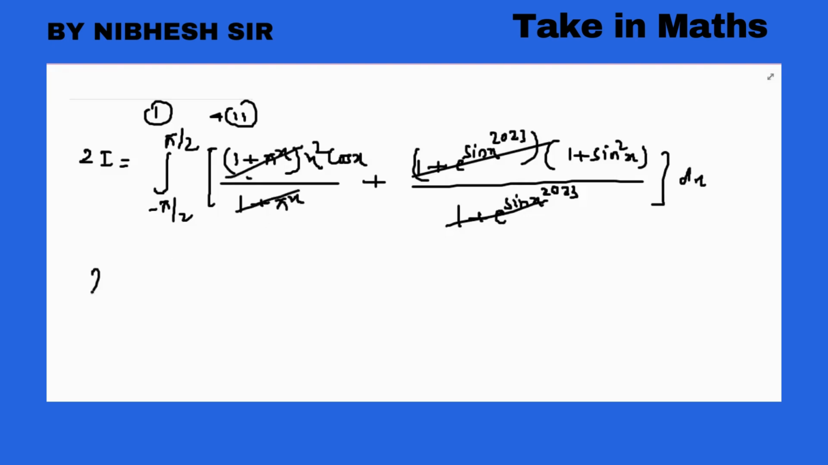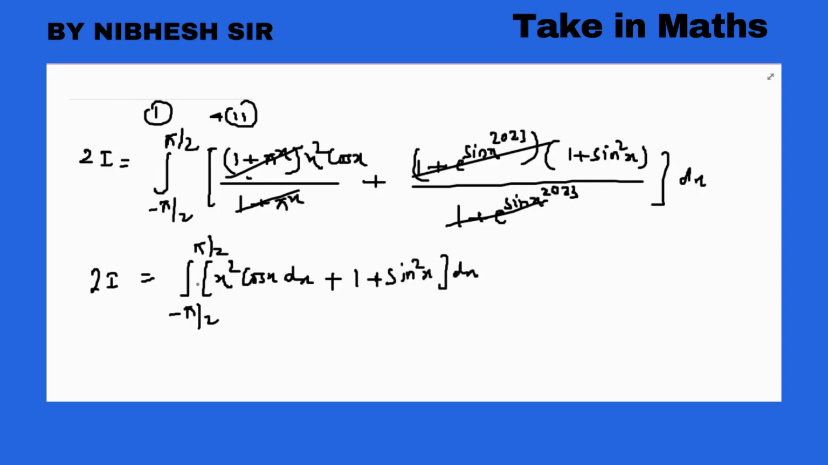So we have 2i equal to the integral from minus pi by 2 to pi by 2 of x square cos x dx, and this part we can write in one bracket: 1 plus sin square x, 1 plus sin square x dx.